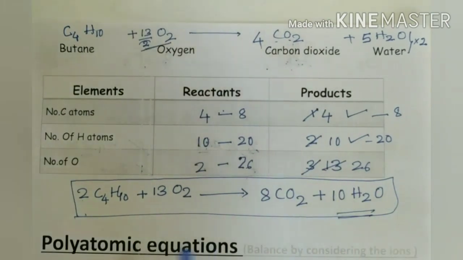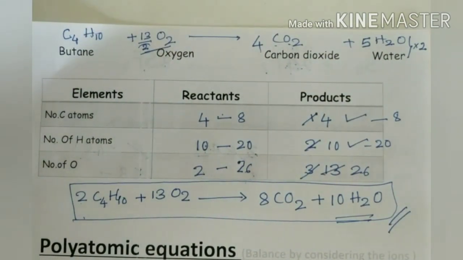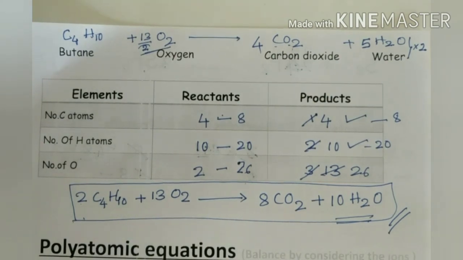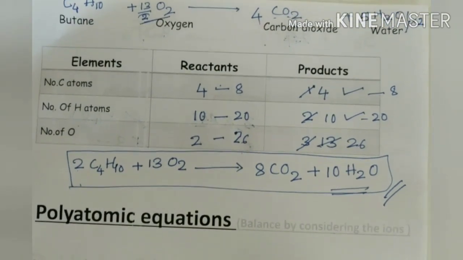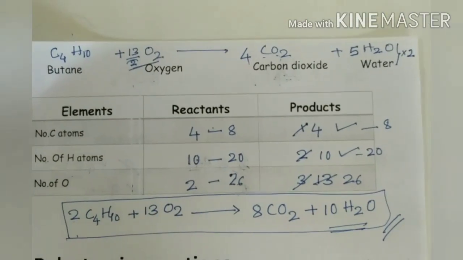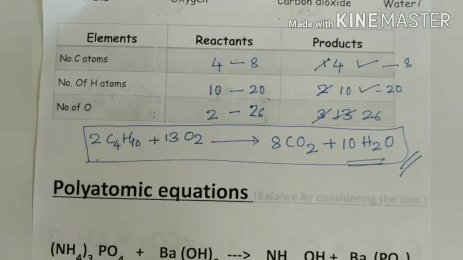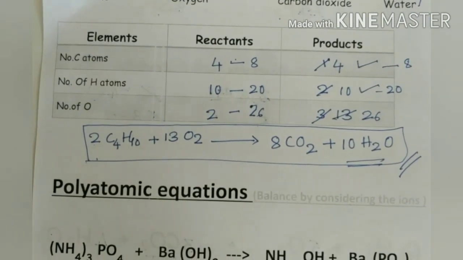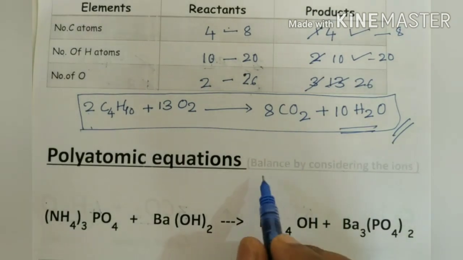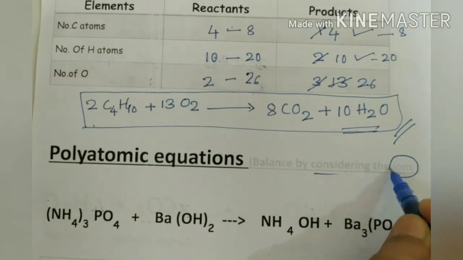So this is the balanced chemical equation. This is how to balance this type of chemical equation, by using the multiplier. This is an important thing you have to remember while balancing chemical equations. Some chemical equations are too complex, and those reactions involve polyatomic ions. So when balancing polyatomic equations, consider their ions.